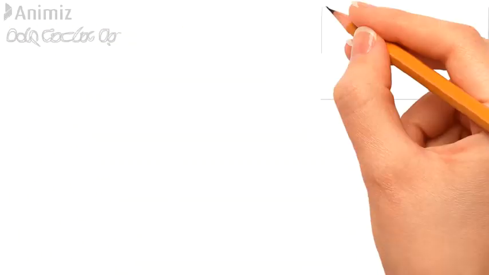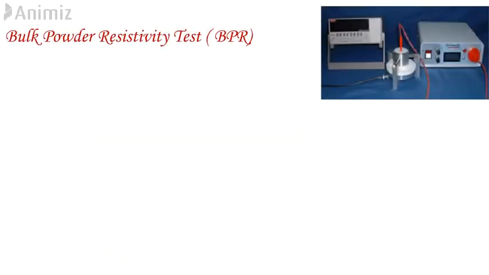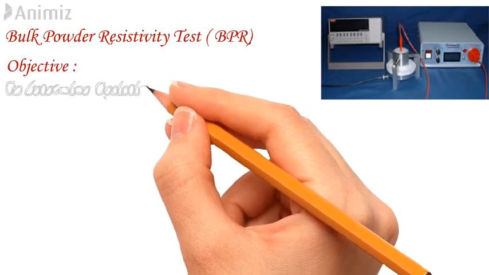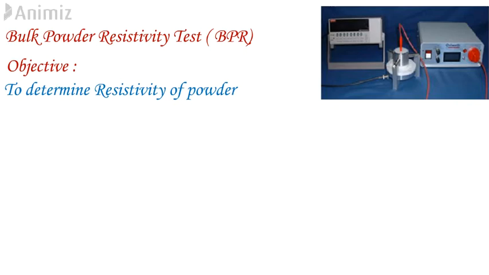Second, determination of resistivity of bulk powder. Every bulk powder has its own property of being resistive in nature or conductive in nature or in between resistive and conductive nature. This property can be determined experimentally. This is a quantitative test.